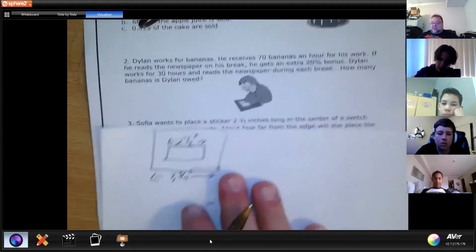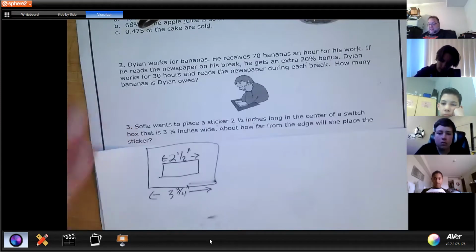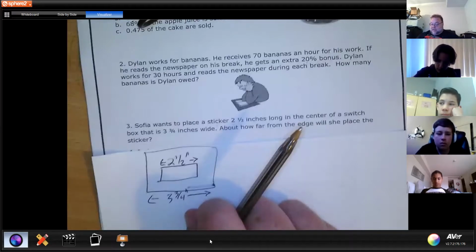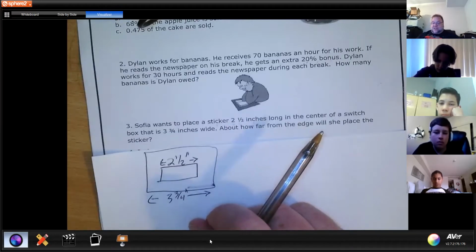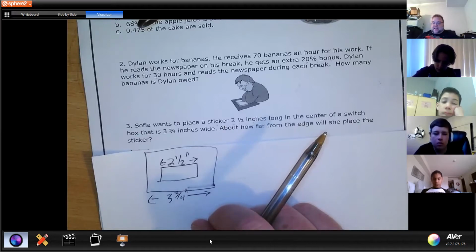So that's how we kind of know she's OCD, right? Because most people would just put it on there and be like, it's close enough for me, I'm pretty happy, right? But Sophia has issues, right? So we're going to help Sophia figure out how she needs to measure from the side to put that sticker in the right spot.